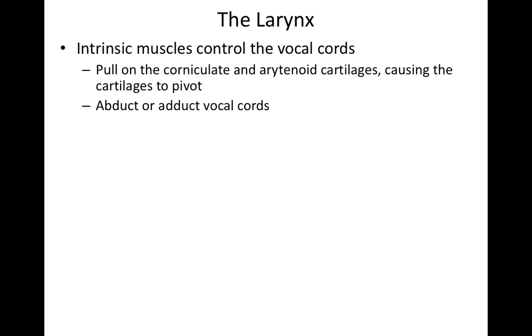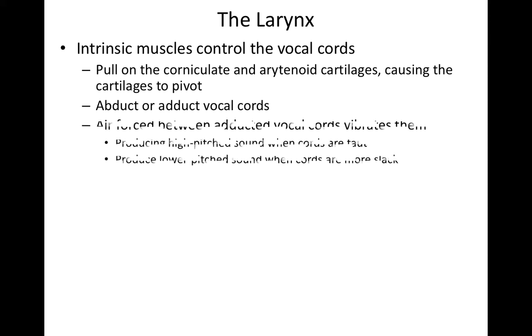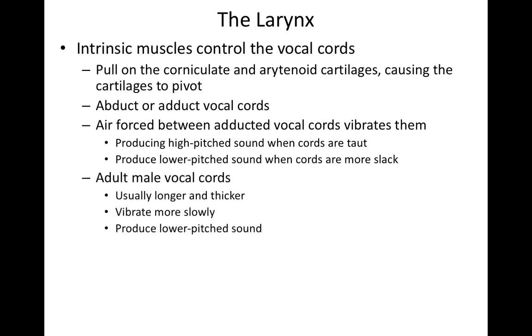So we have muscles that are attached to the vocal cords that are going to allow us to either abduct or adduct these cords. As you force air between adducted cords, it's going to cause them to vibrate. If the cords are very taut, it's going to create a very high-pitched sound, think like a child's voice. And if they're more slack, with a little looseness to them, it's going to be lower pitched. Generally speaking, adult male vocal cords produce the lower pitches. They're longer, they're thicker, they're more slack, they vibrate slower, and you get a lower sound.